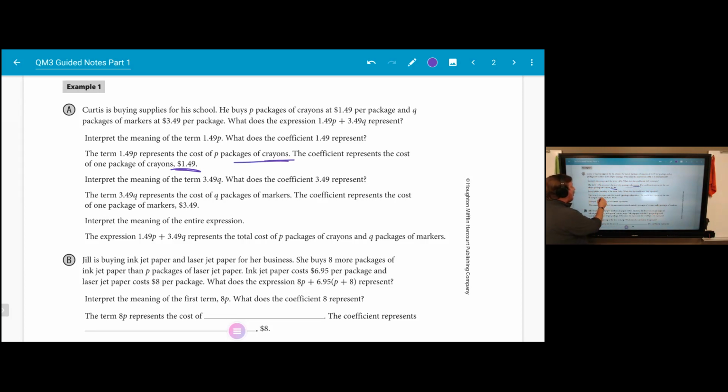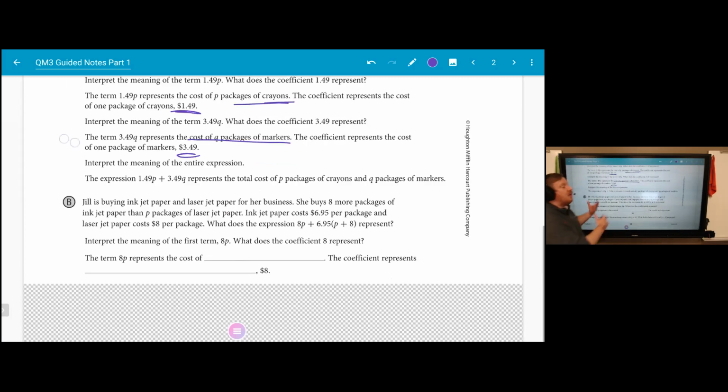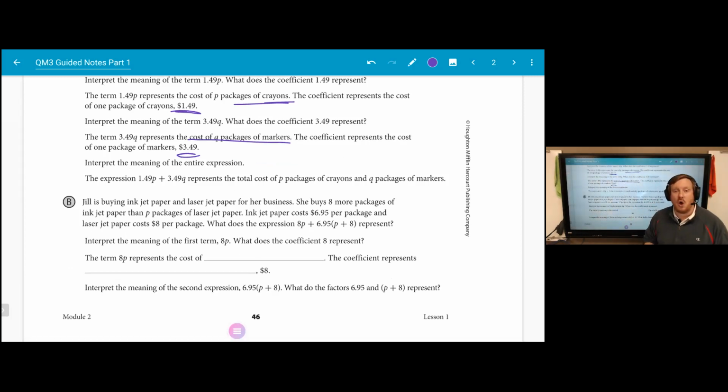349q is the total cost of Q packages of markers. The coefficient is the price per package. So this entire expression is the total cost of buying P packages of crayons and Q packages of markers. At the same time, we got this business down here.